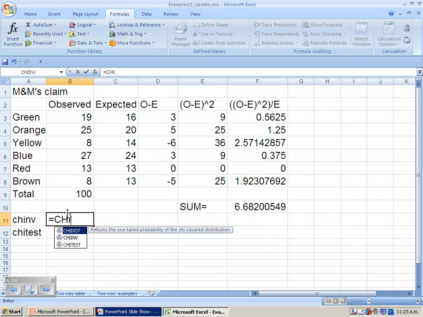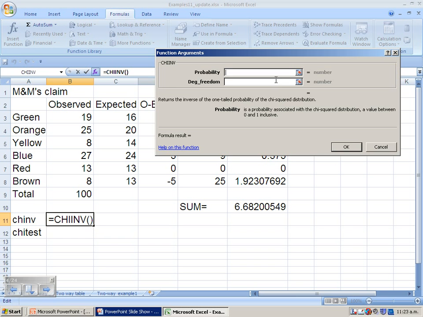Will ask us for an alpha value and a probability. So that's the probability. The alpha value is 0.05. And it will ask us for degrees of freedom. Now, degrees of freedom is a tricky question here.